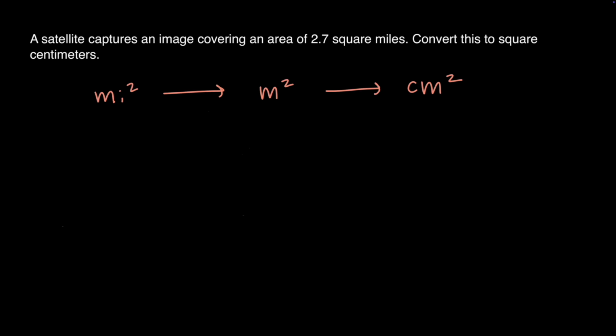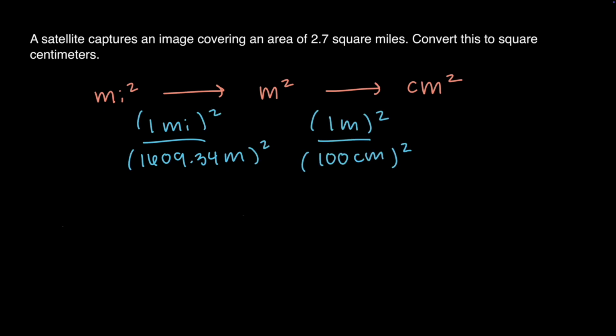1 mile is 1609.34 meters, and 1 meter is 100 centimeters. We square all of these conversions, the units and the values. We start with 2.7 square miles over 1.